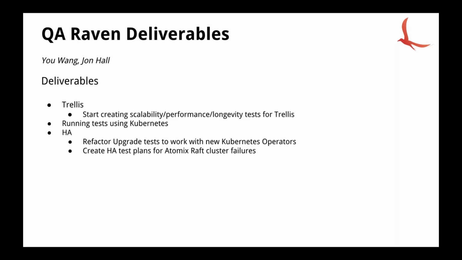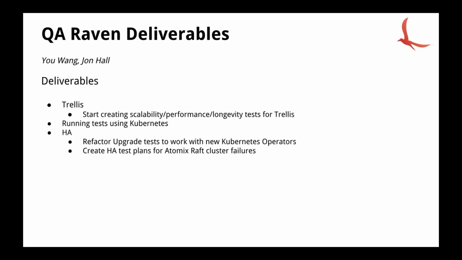So for the next release, we will be working on the following deliverables. First, we will be working on creating new tests for Trellis, which will probably be some scalability, performance, or longevity test. We don't have a detailed plan for that yet, so I think we will start with a discussion with the Trellis team. I will be working on this item, and then John will be working on the rest, I think.